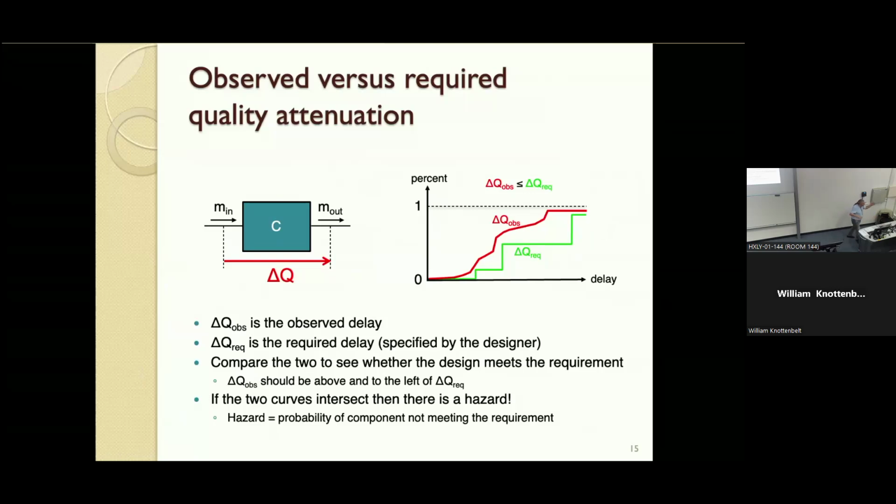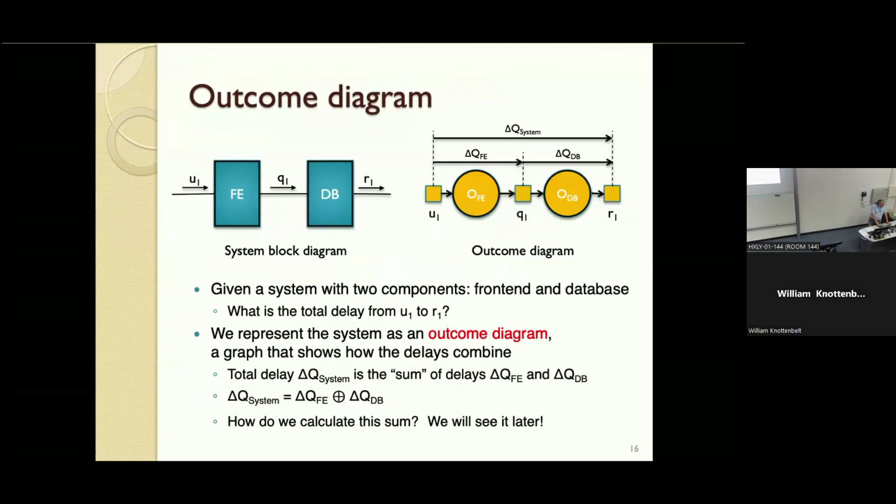If you overload the system, then everything will slow down and the red one will move to the right. Now, if the two curves intersect, which is not a good thing, that's called a hazard. So that's a probability of the component not meeting the requirement. So if there's some intersection, there's some probability that it doesn't meet the requirement. So making this intersection is called arming the hazard, okay? So this is how you can actually use this approach also for risk management, okay?